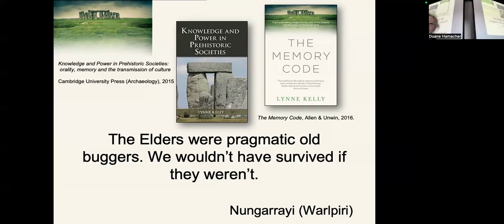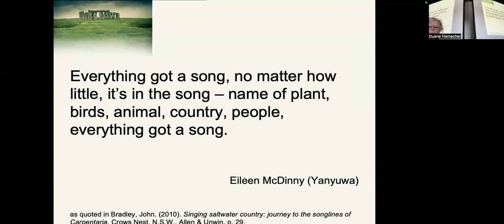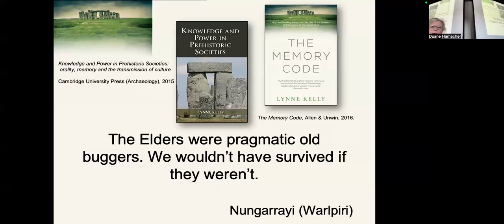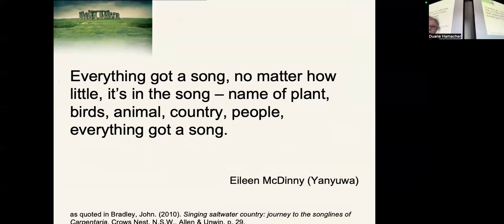They survived. So that's when I wrote Knowledge and Power in Prehistoric Societies, which is published by Cambridge University Press as archaeology and peer-reviewed to glory. So I'm legitimate. Okay, how is this stuff? The other one is for real people, the memory code. And Dwayne asked me to talk about the memory code, not knowledge and power, because you're real people.